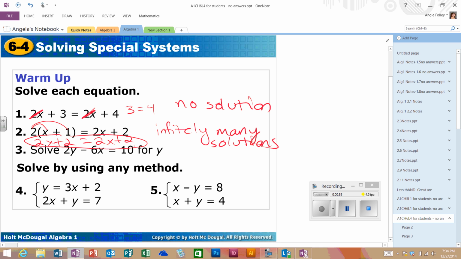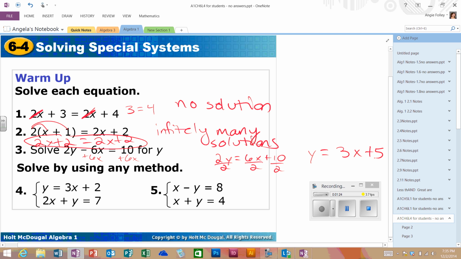For this next one, we need to solve for y. So we have 2y minus 6x equals 10. So let's move this 6x over. I'm going to write over on this side. So we get 2y equals 6x plus 10, and then I divide everything by 2. So y is equal to 3x plus 5.